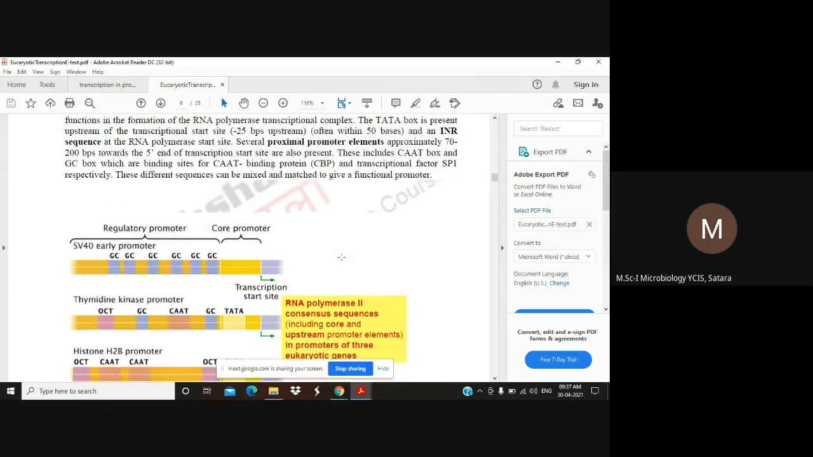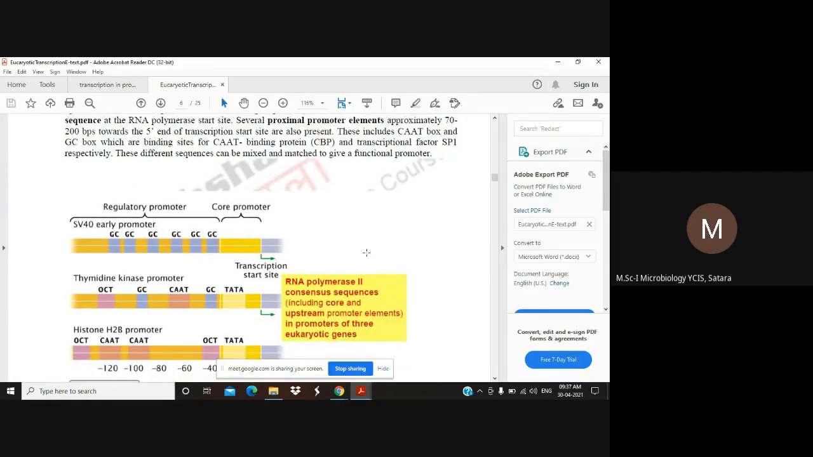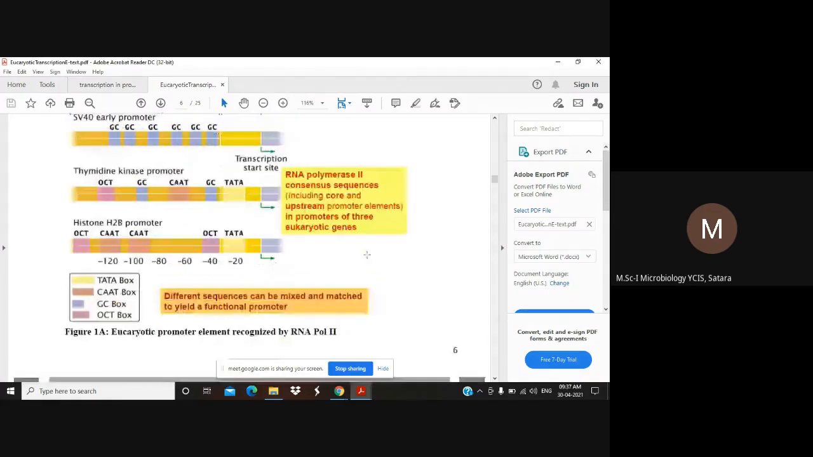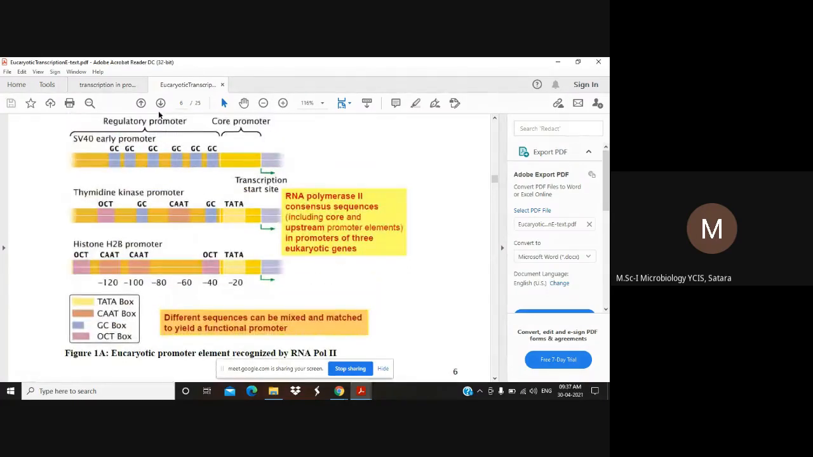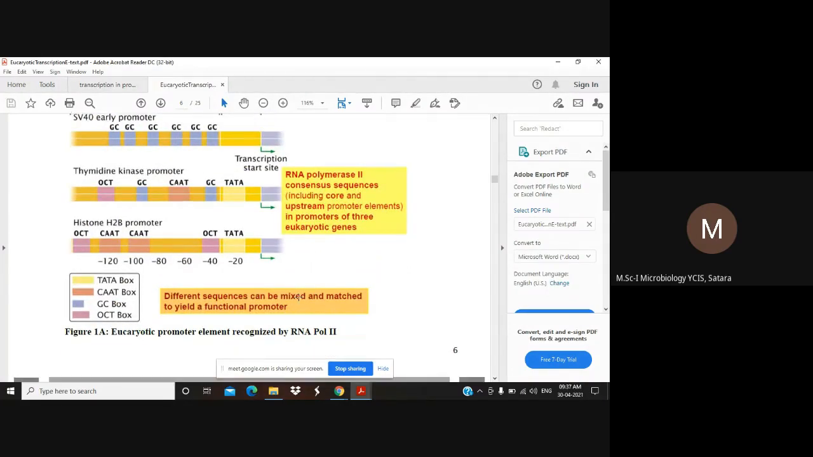These different sequences can be mixed and matched to give the functional promoter. For the formation of a functional promoter, all the sequences need to be present. Different sequences can be mixed and matched to yield the functional promoter. There may be slightly overlapping regions.